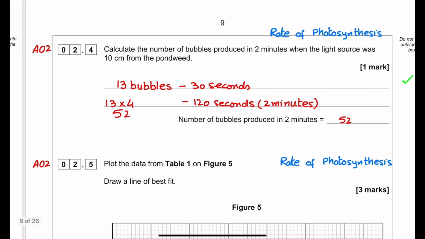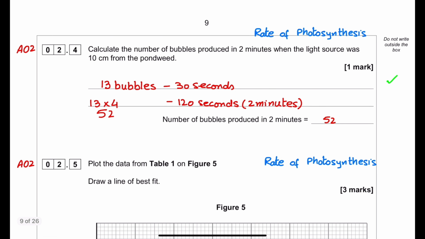The 13 bubbles are formed in 30 seconds. In 120 seconds, which is actually 2 minutes, it means 4 times the bubbles are coming there. The reason behind it is that 120 means 30 seconds, 30 seconds, 30 seconds and 30 seconds there. So 4 times 30 is coming there.